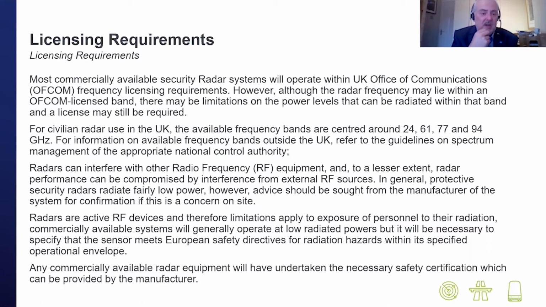And in the UK in particular, civilian radar use is centered around the 24, 61, 77 and 94 gigahertz frequency bands. For information on these frequency bands outside the UK, obviously you need to refer to the spectrum management of the appropriate national control authority, whoever that is. Radars can interfere with other RF equipment, and to a lesser extent, radar performance can also be compromised by interference from other external RF sources.